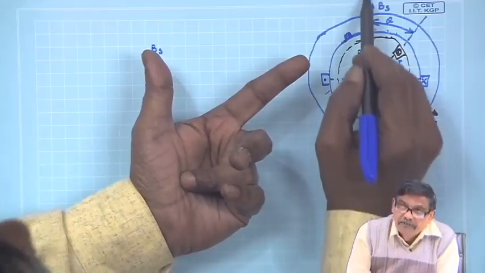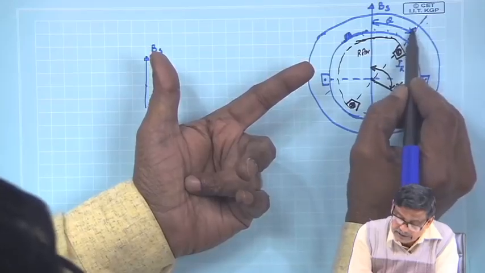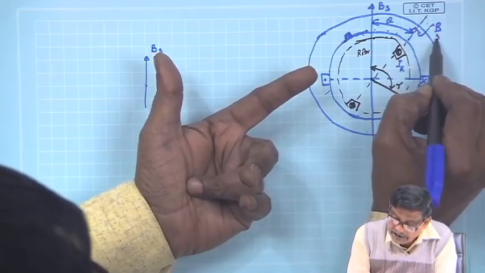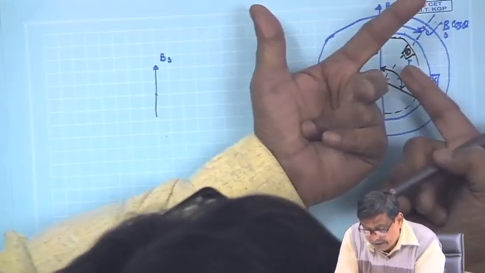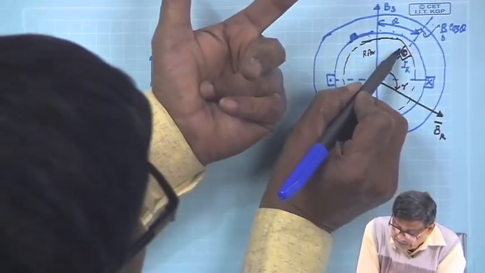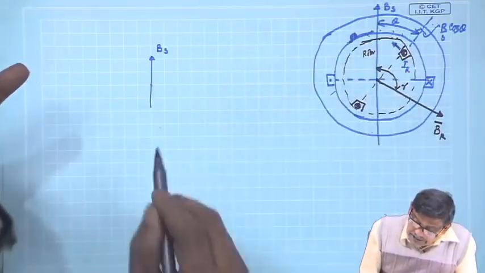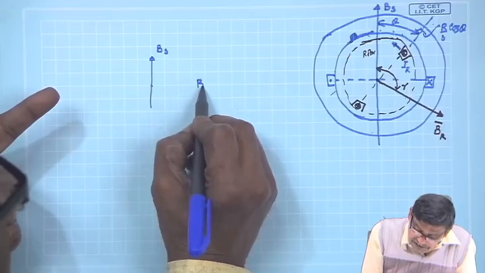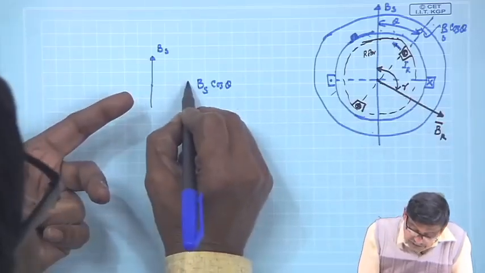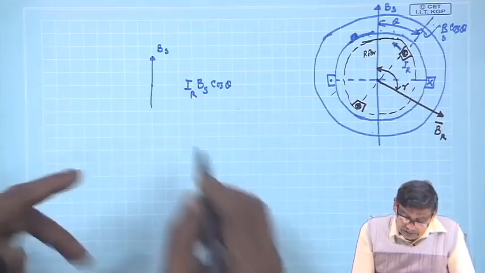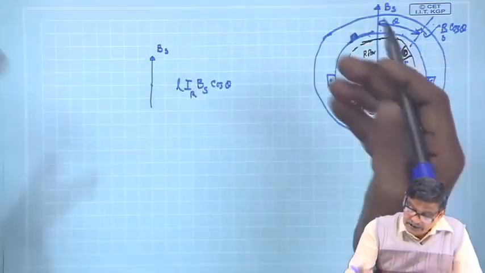If BS is the peak value, then BS cos theta is what is not along this line. So, this B strength is BS cos theta. With BS cos theta and IR as this current, you can easily see the conductor will experience a force like this. And what will be the magnitude of this force? It will be B I L, with B as BS cos theta, and I as the rotor current IR, into L. L is the effective length of the conductor perpendicular to this, we know.